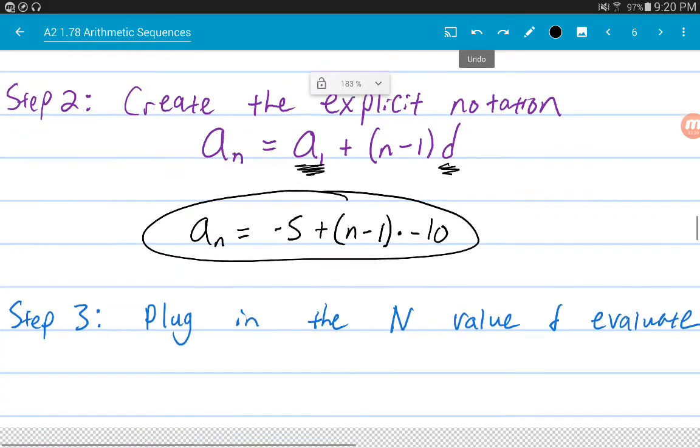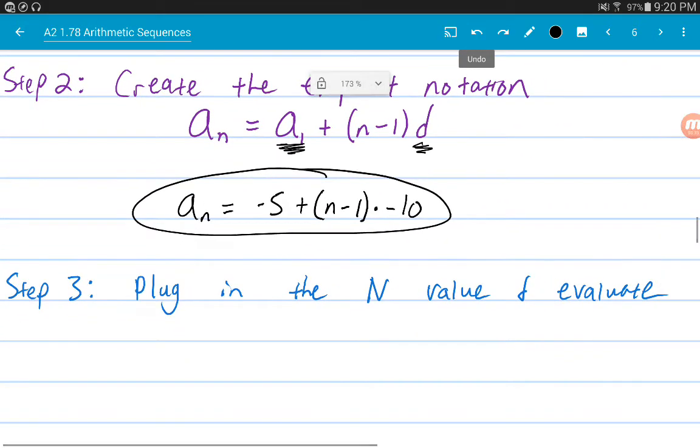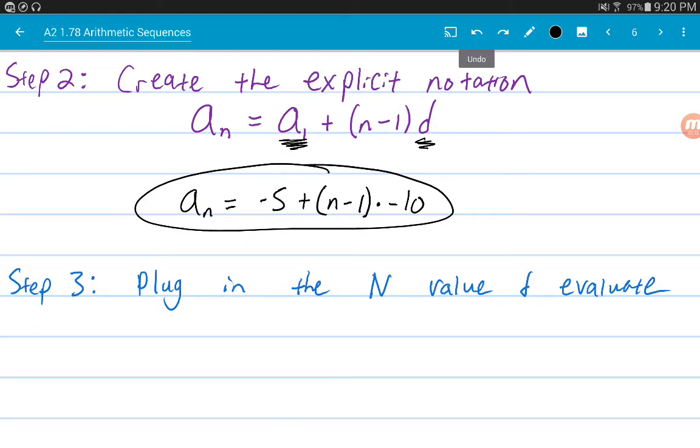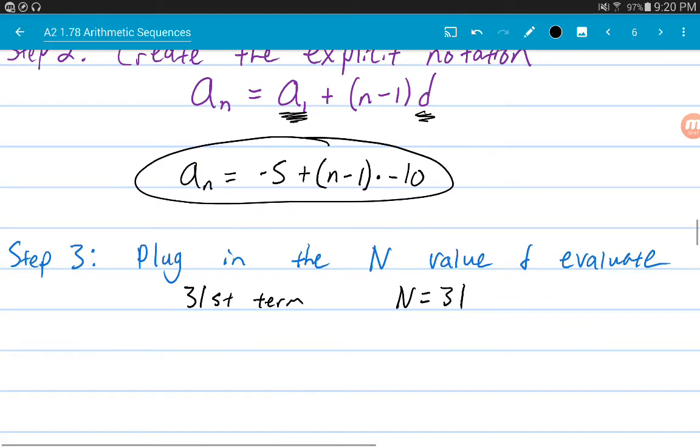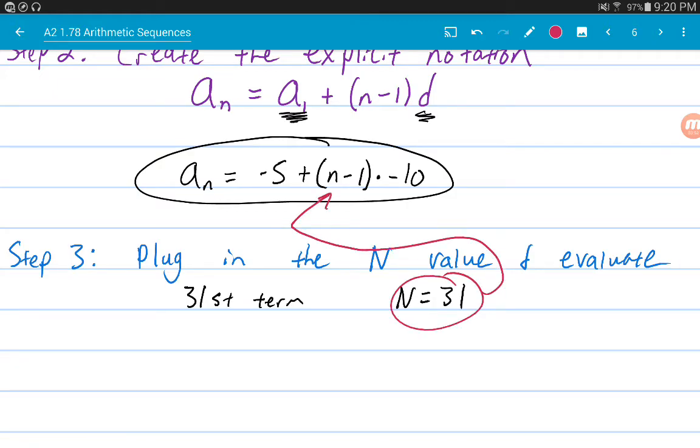Now that I have created the explicit notation by plugging those two into the template, I want to plug in the n value of the term that I'm interested in and evaluate. So what term are we interested in? We want the 31st term. That means that n equals 31. So I'm going to plug that in right here and also right here. When I plug that in, I get a sub 31 is equal to negative 5 plus 31 minus 1 times negative 10.